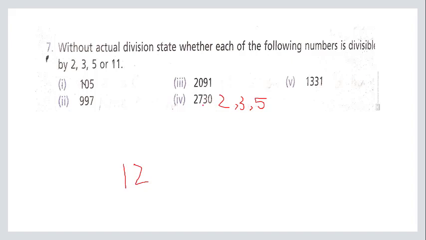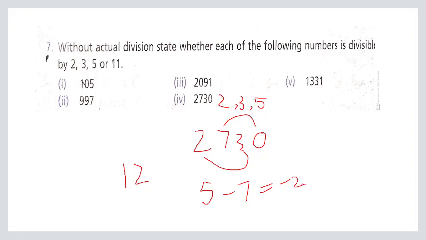For 11, the rule is, take 2730. Now alternate digits: 2 plus 3, which is 5. And then 7 plus 0, which is 7. Now 5 minus 7 is equal to minus 2. This is neither 11 nor 0, so 2730 is not divisible by 11.